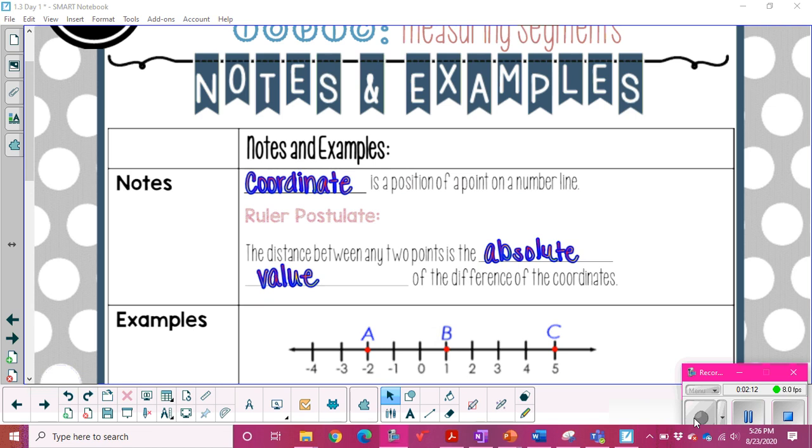In the ruler postulate, it says a lot of things. It starts saying something like every point on a line can be paired, and so on. It says a lot of things, but what it really means is that the distance between any 2 points is the absolute value of the difference of the coordinates. So that is the ruler postulate. The distance between any 2 points is the absolute value of the difference of the coordinates.